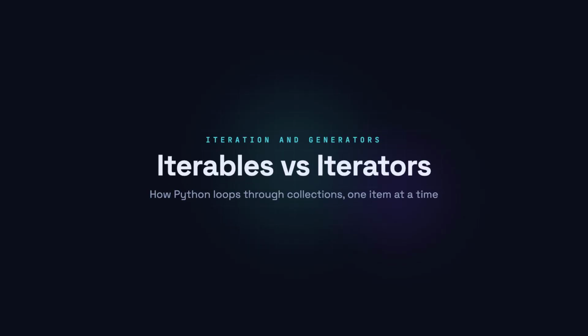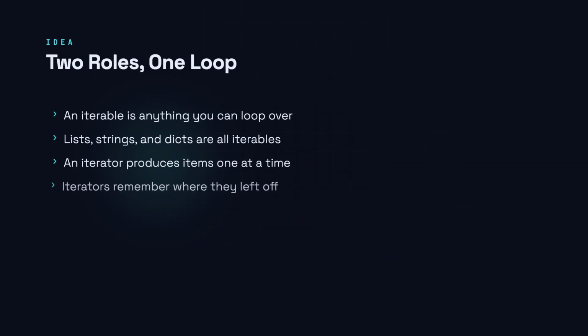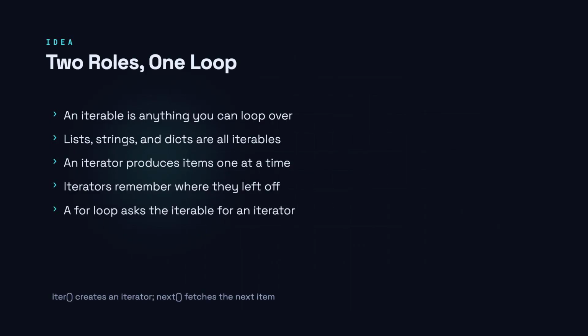In this video, we will unpack two words you will see everywhere in Python, iterable and iterator. They sound similar, but they play different roles. Think of an iterable as a book and an iterator as a bookmark. The book holds all the pages, while the bookmark remembers exactly which page you are on.